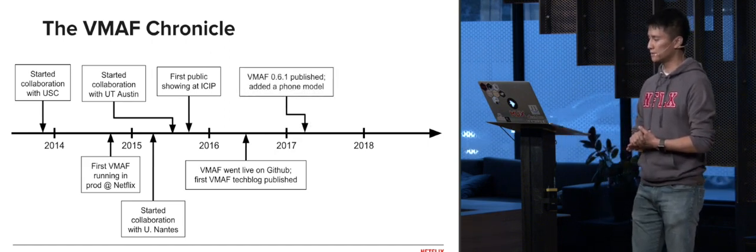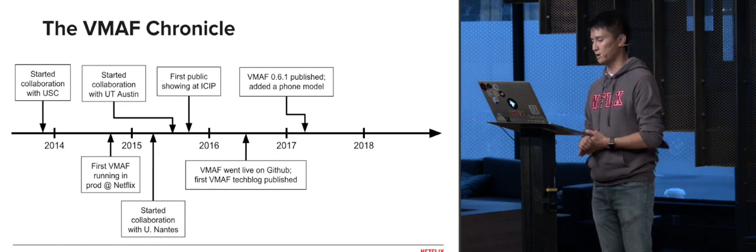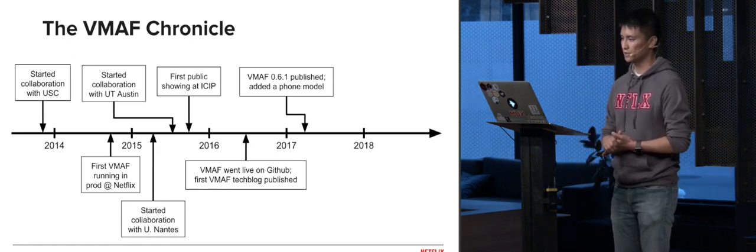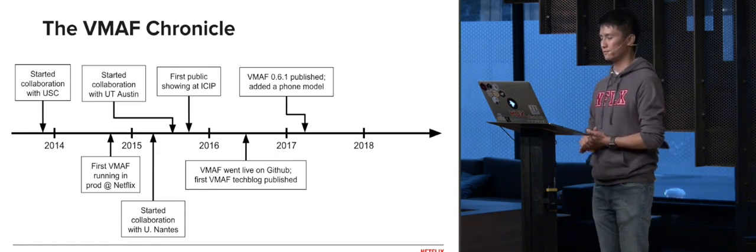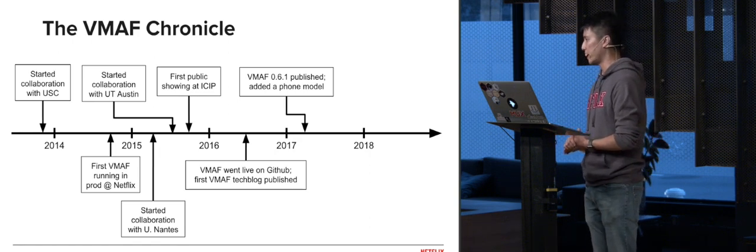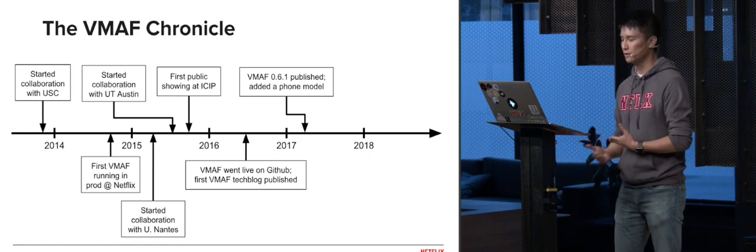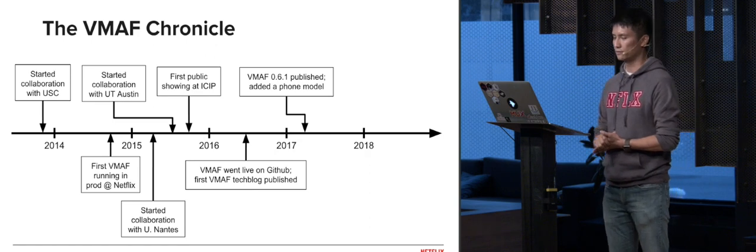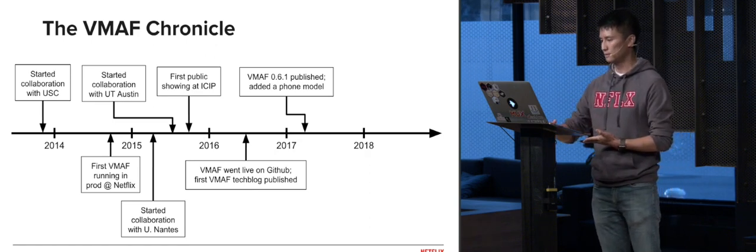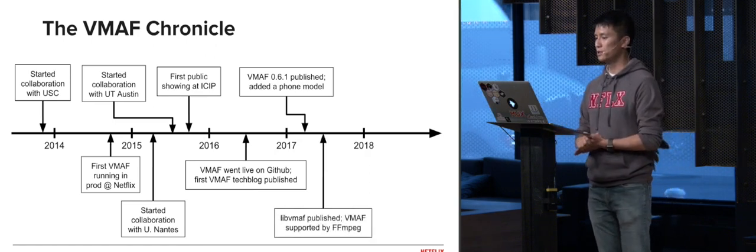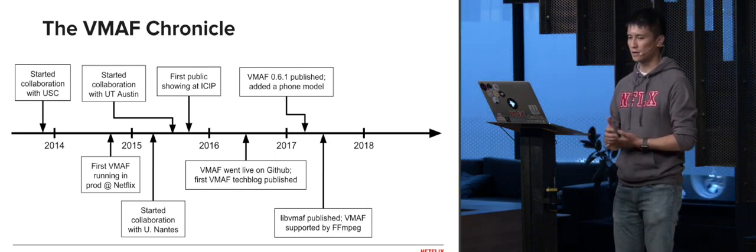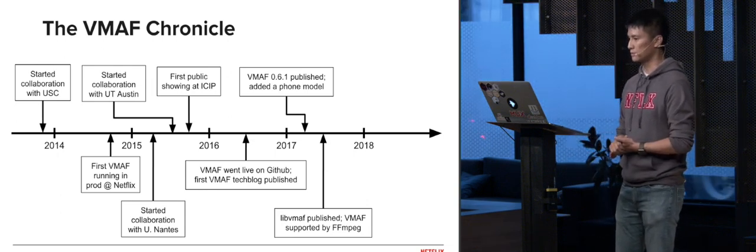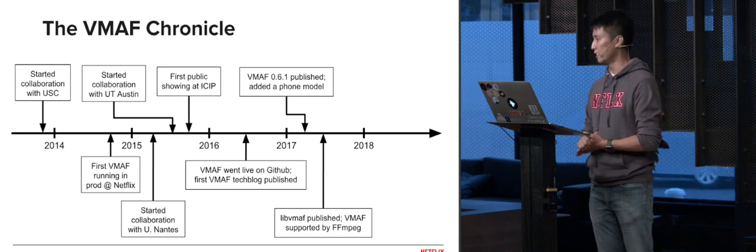In 2017, we had a major upgrade of the VMAF version to 0.6.1. And in this version, we also added a phone model, which can make a more accurate prediction when the viewing condition is on a mobile device. In the middle of that year, we also got support from FFmpeg. So VMAF became something that's supported in FFmpeg as a filter.